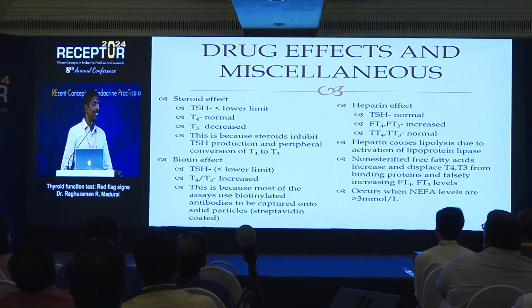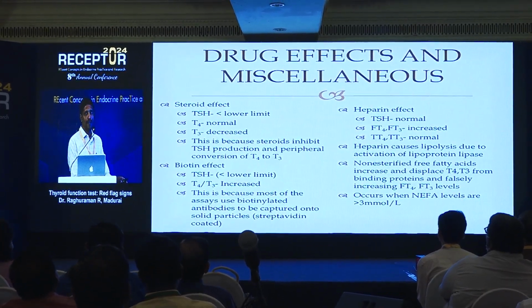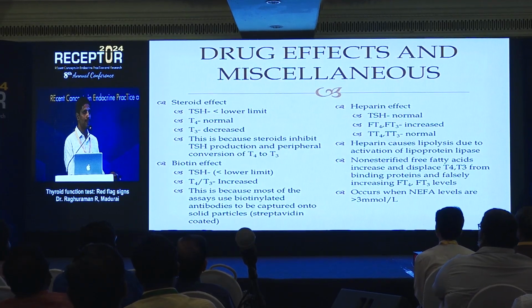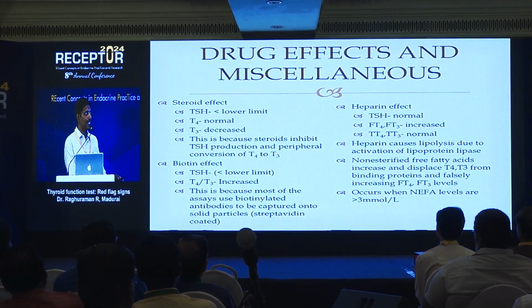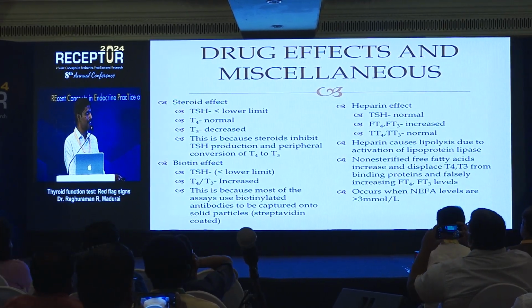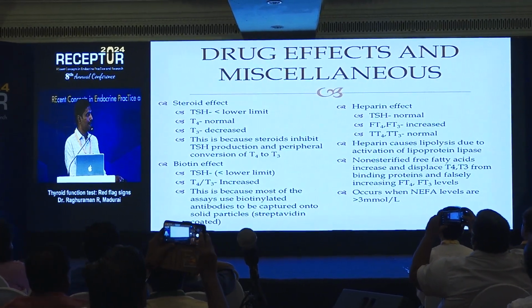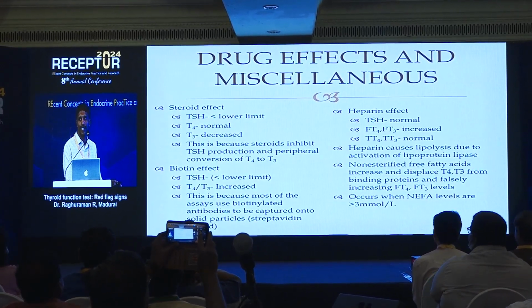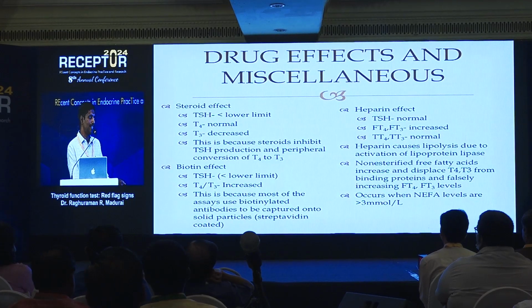Coming on to some miscellaneous causes. We are leaving out amiodarone because you already know that it will cause either hyper or hypothyroidism. We are coming on to other drugs. With steroids, TSH might be low and T3 might be low, but T4 is normal. This is because steroids inhibit the TSH production and peripheral conversion of T4 to T3.